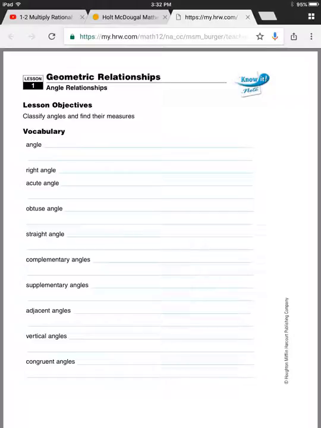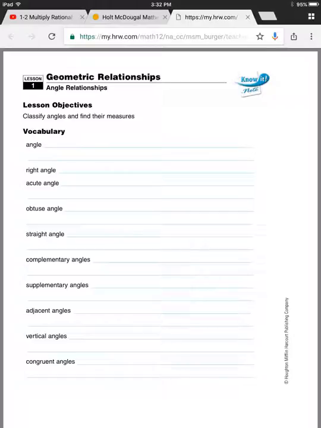Complementary angles are two angles. When you add them up, they equal exactly 90 degrees. Supplementary angles are two angles that when you add them together equal exactly 180 degrees. Adjacent angles have a common vertex and a common side, but no common interior points. A vertical angle is a pair of congruent non-adjacent angles formed by two intersecting lines. And congruent angles are angles that have the same measure.